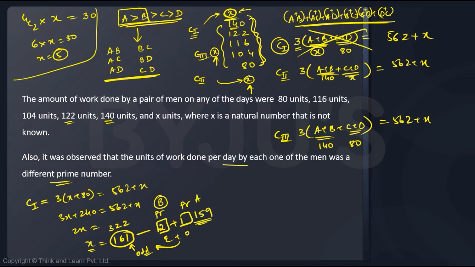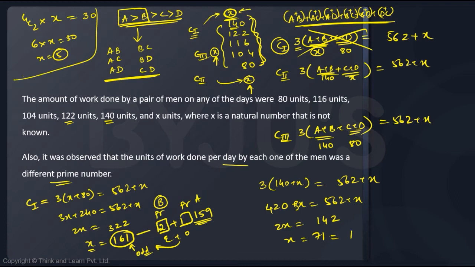Case number 1. If you look at case number 2, you will get 3 times of 140 plus x is equal to 562 plus x, and this gives you 420 plus 3x is 562 plus x, and this gives you 2x equal to 142, or x will be equal to 71. Once again, x is sum of two people's work, prime plus prime. Again, 71 is an odd number. The only way in which this can happen is one of them is 2, the other one is 69. Clearly 69 is not a prime number. Anyway, 2 prime number is ruled out. So case number 2 is also not possible.